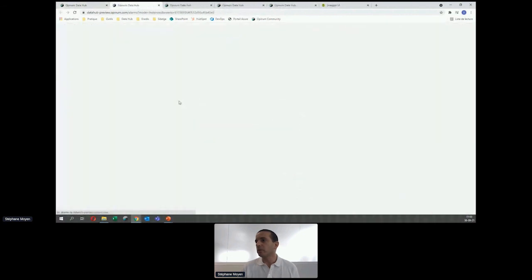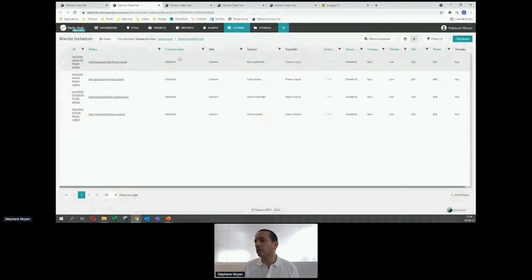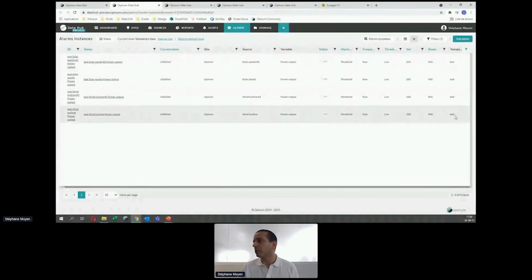And of course, you can then filter on the alarms that are based on the same template. You can see here it's filtered on the test template I just created. So it's very easy to find them back. Okay.